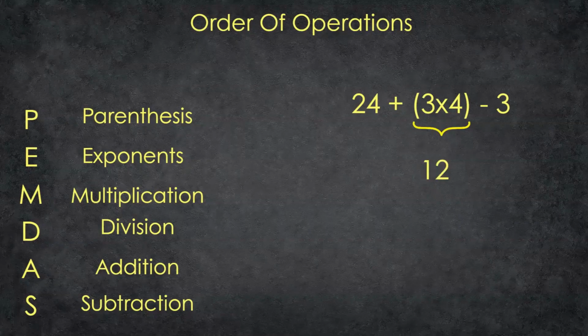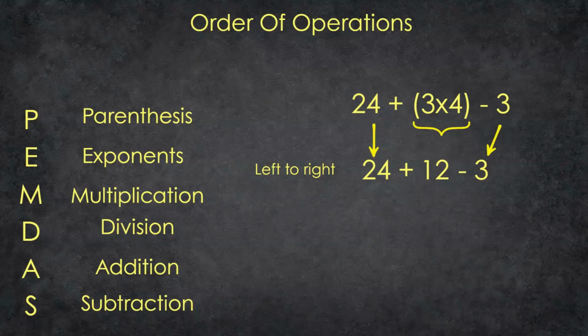And then what I'm going to do is bring down those other numbers and operations. So 24 plus and then the minus 3. I want to bring those down. And so now I have a next step, 24 plus 12 minus 3. Now, I don't see any more parentheses. I don't see any exponents, and I don't see any multiplication or division in this new line of equations. All I see is addition and subtraction. We treat addition and subtraction as equals. So whenever we have equal operations, we just work from left to right.